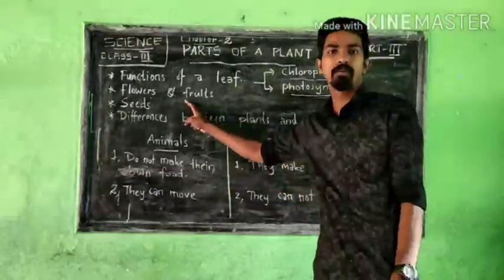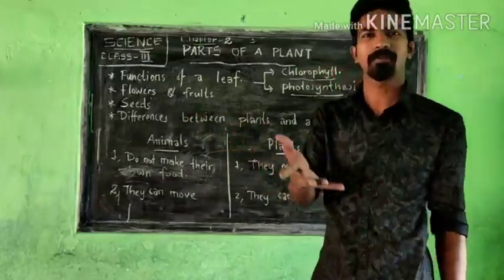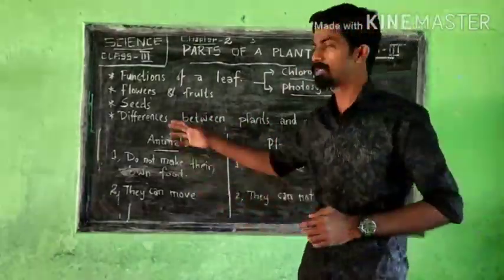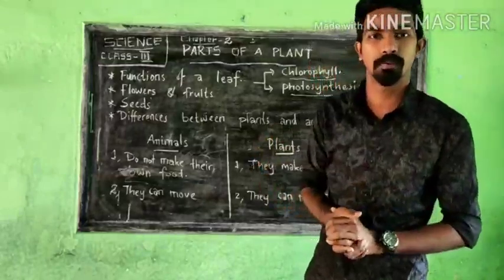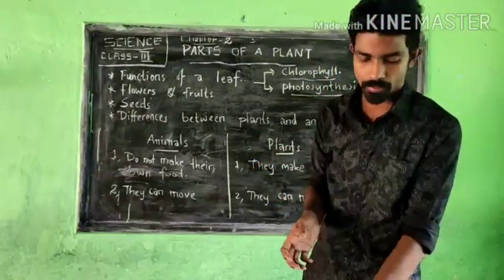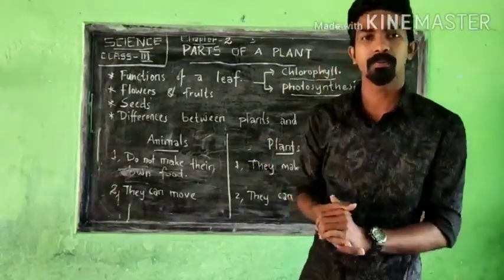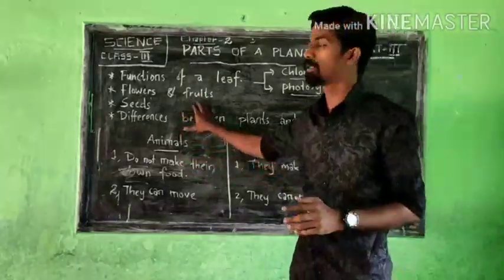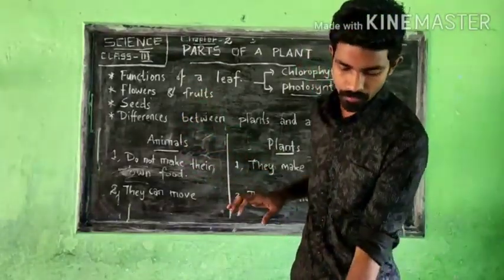Next one is flowers and fruits. Flowers and fruits, you are always familiar with these terms. Flowers, you have seen so many flowers. Flowers are needed for the plant. That is the next topic. Flowers are needed for the plant, for making fruits. Okay, so that is about that one.